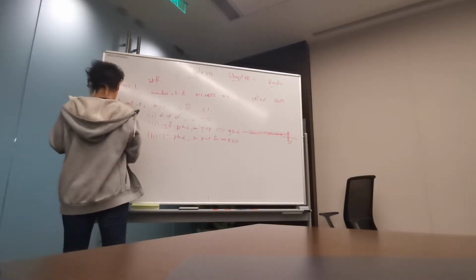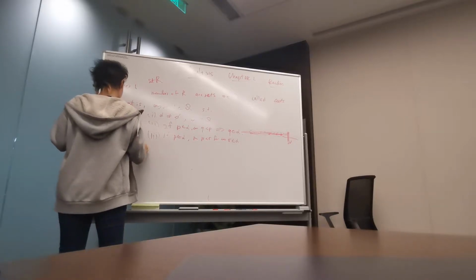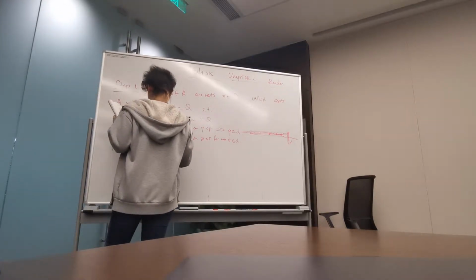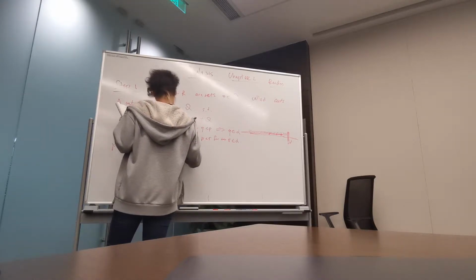Okay, so now with letters p, q, and r, we always would just denote rational numbers, and with alpha, beta, and gamma, whatever, it will be cuts.